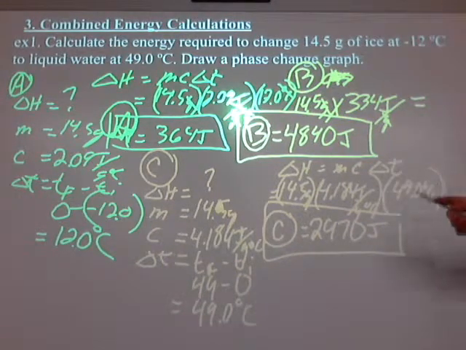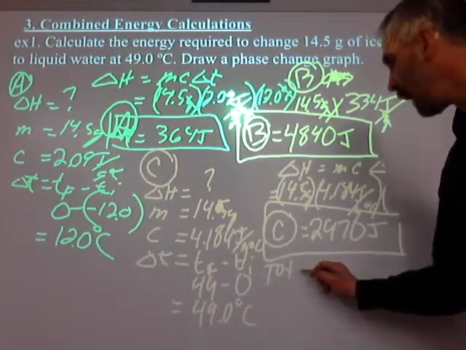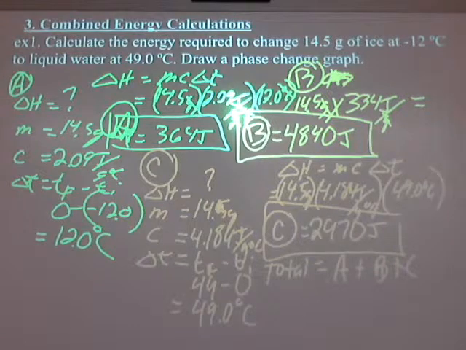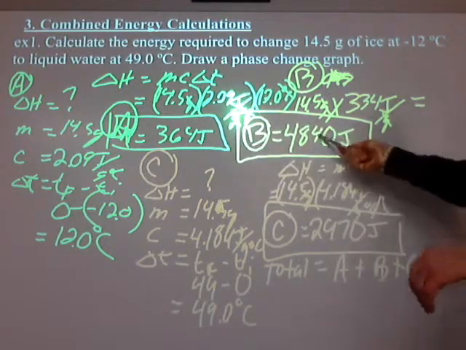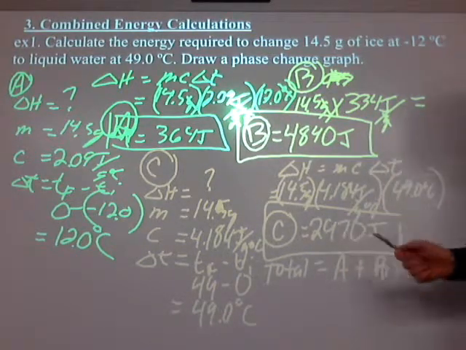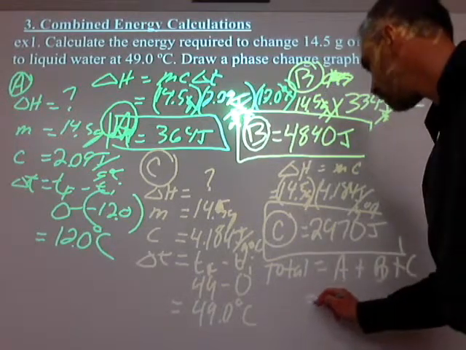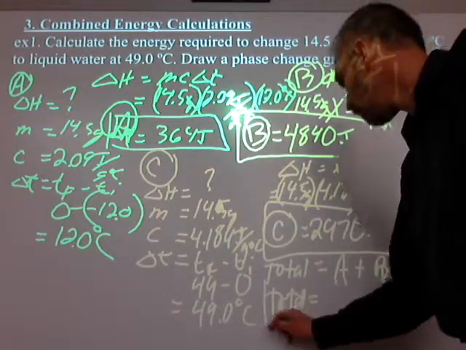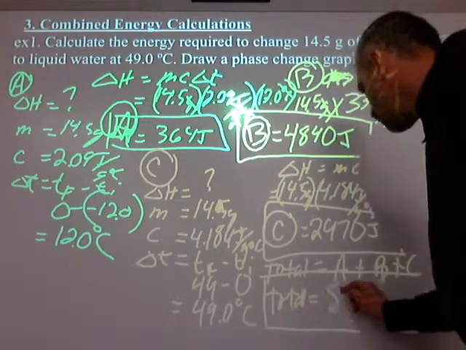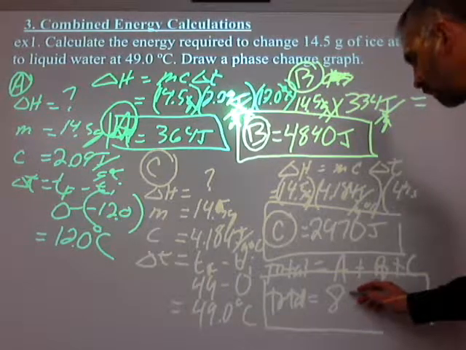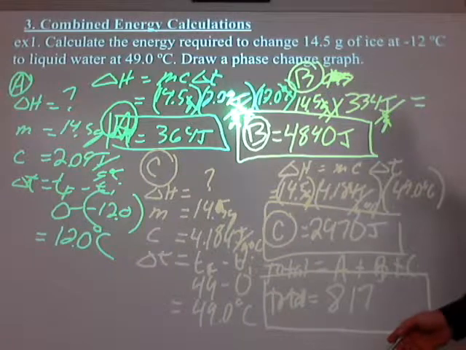Okay, we still are not done. We now have to get the total by adding up A plus B plus C, right? So I have to add up 364, 4840, and 2970. Add all those up and tell me what you get. 8,170.